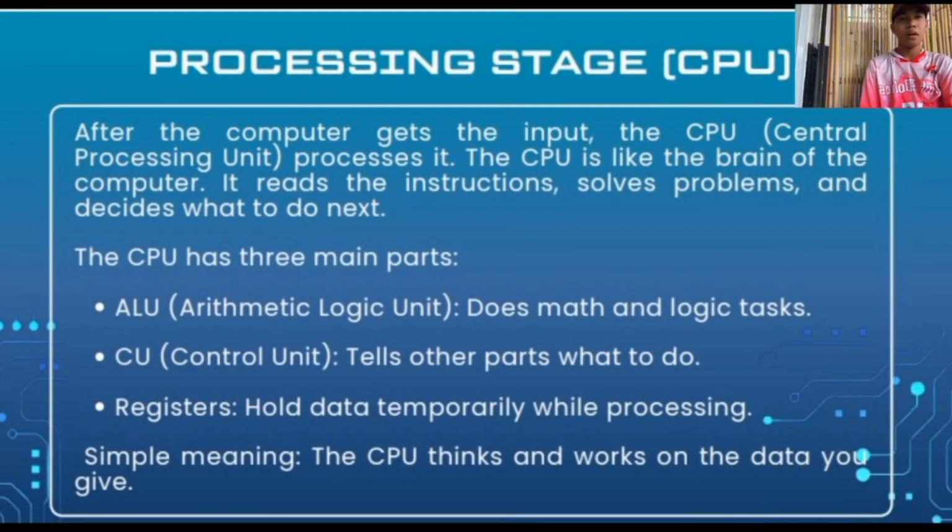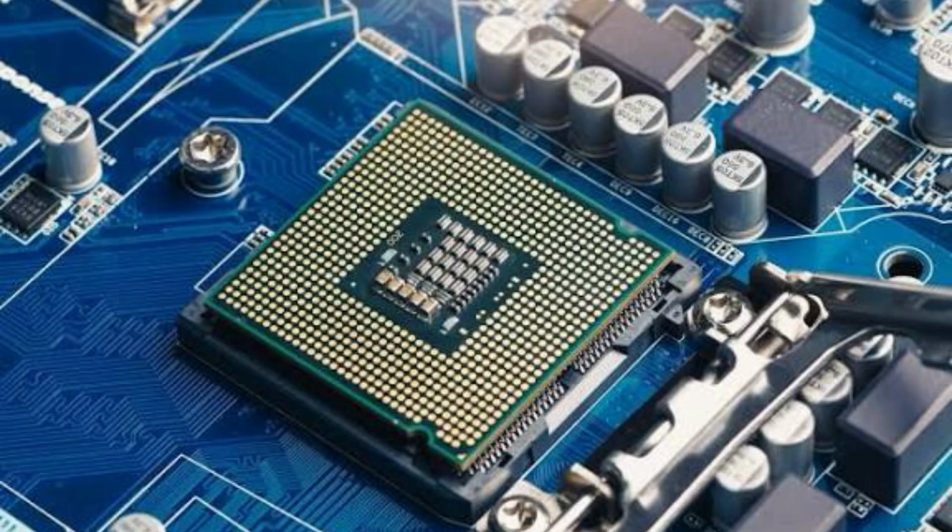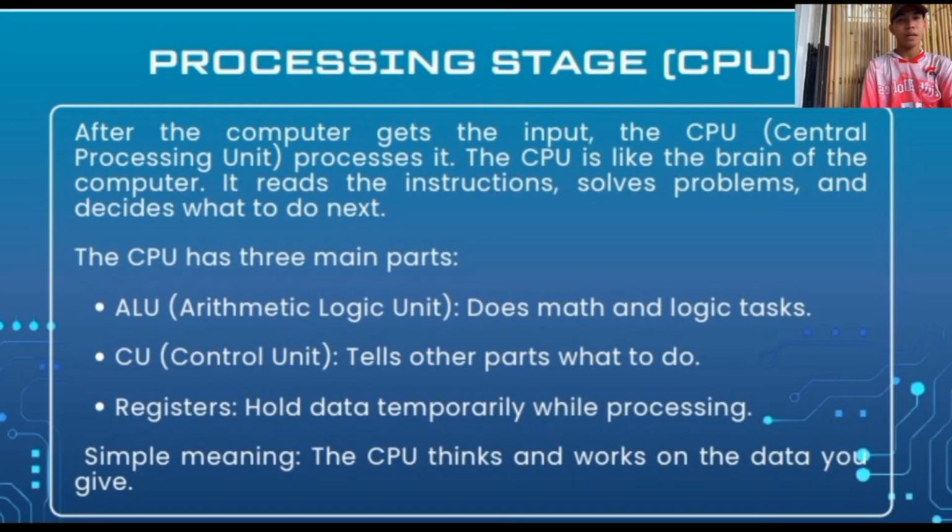The second is the processing stage, or the CPU. After the computer gets the input, the CPU, or Central Processing Unit, processes it. It processes once the input from the input stage has been entered. The CPU is like the brain of the computer. It reads the instructions, solves problems, and decides what to do next.